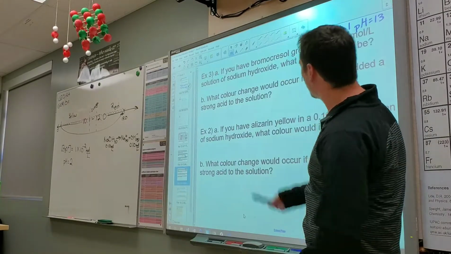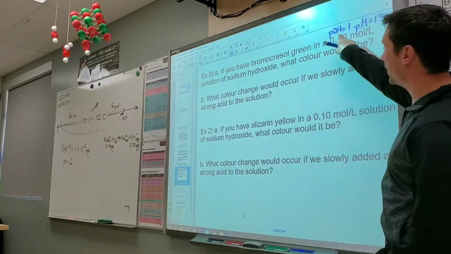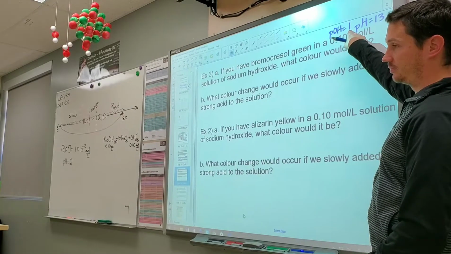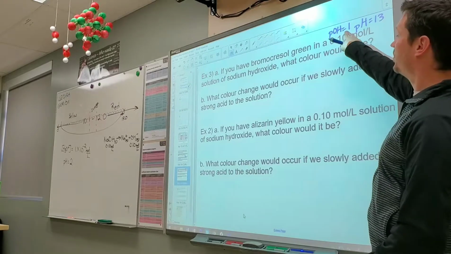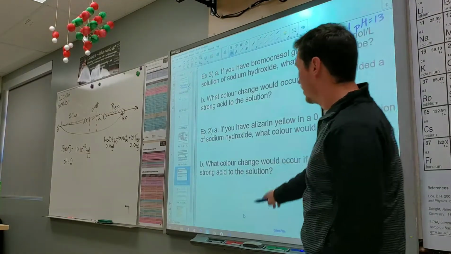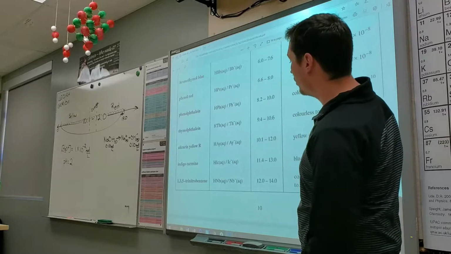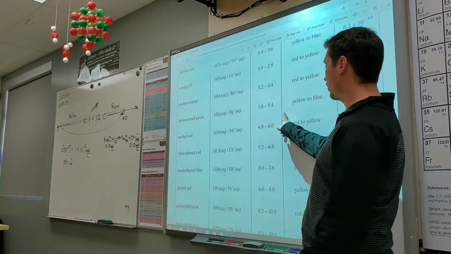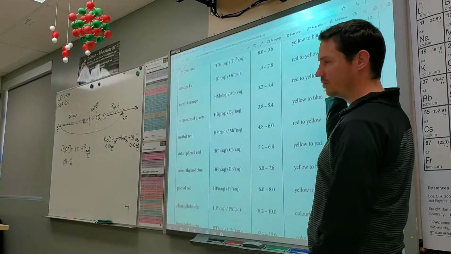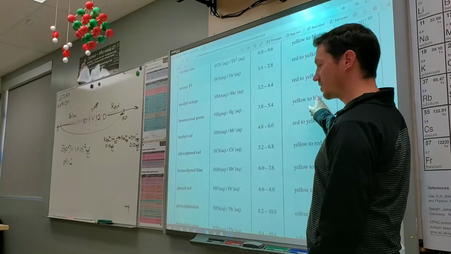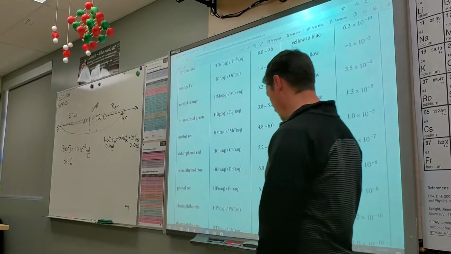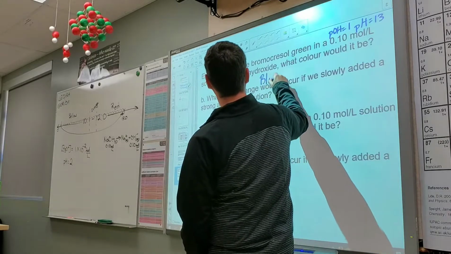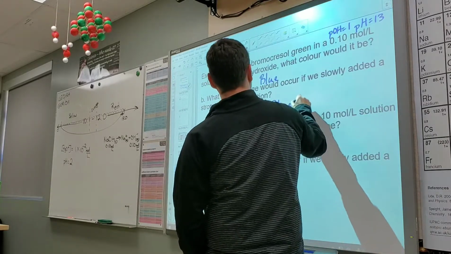Bromocresol green. What color is it going to be in a POH of 1? So in a POH of 1, we have a pH of 13. So let's look at bromocresol green. If it's got a pH of 13, what color is it? Blue, big time blue, right? And if we slowly add acid, it's going to go blue to green to yellow.